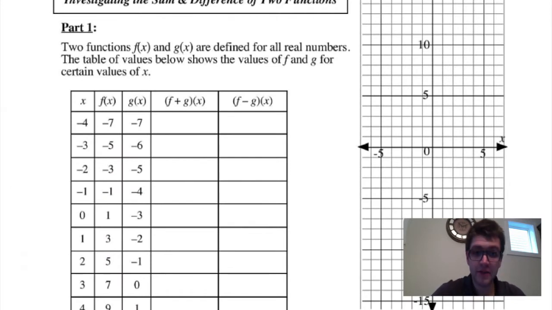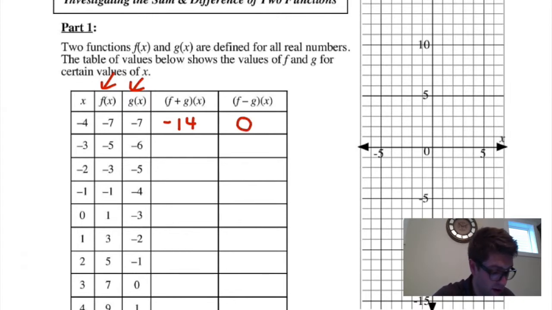To introduce ourselves to this concept, we're going to look at an exploration given 2 functions that we're not identifying the algebraic expression for, but actually the listed values for f of x and g of x as given to us here. So if I know that f of x is -7 and g of x is -7, what is f plus g of x? In this case, it's -14. The subtraction of those, f of x minus g of x, gives us 0.